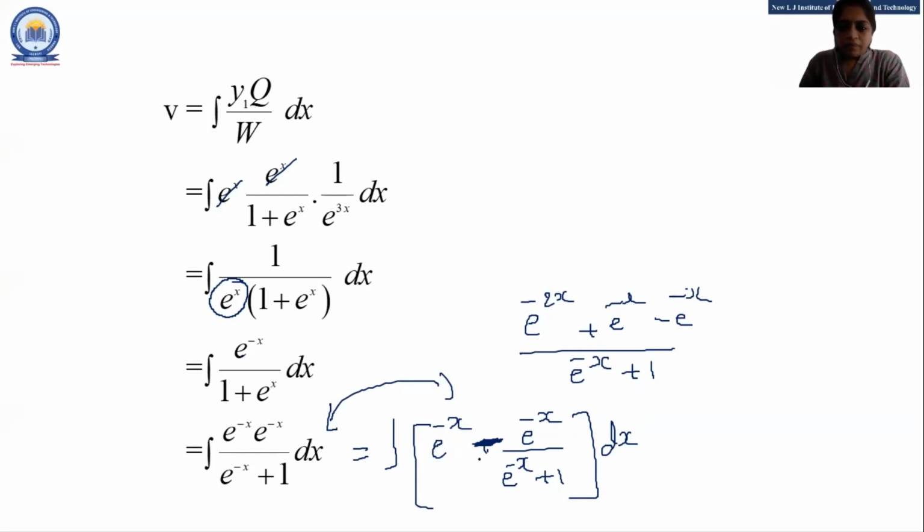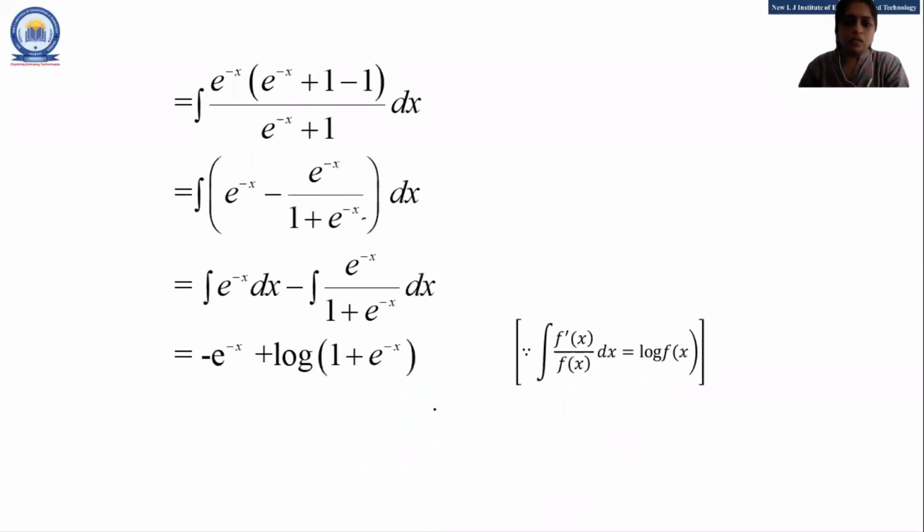After taking the LCM, your numerator is e raised to minus 2x plus e raised to minus x, and this one is minus e raised to minus x, and your denominator is e raised to minus x plus 1. So these both will cancel, and your answer is e raised to minus 2x upon e raised to minus x plus 1. So you do not need to write this term also, right? If you wish, you may also write this term directly: e raised to minus x minus e raised to minus x upon 1 plus e raised to minus x. Got it, everyone? Any doubt?